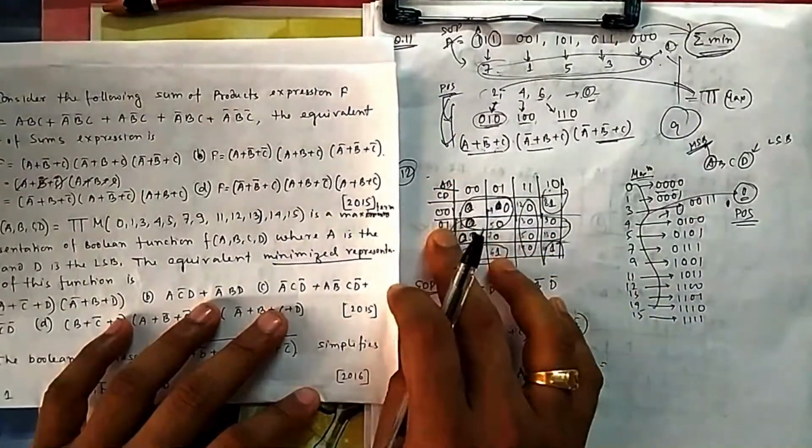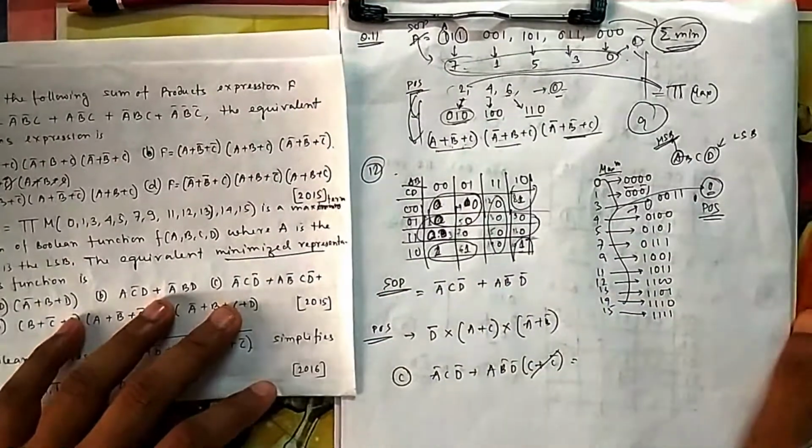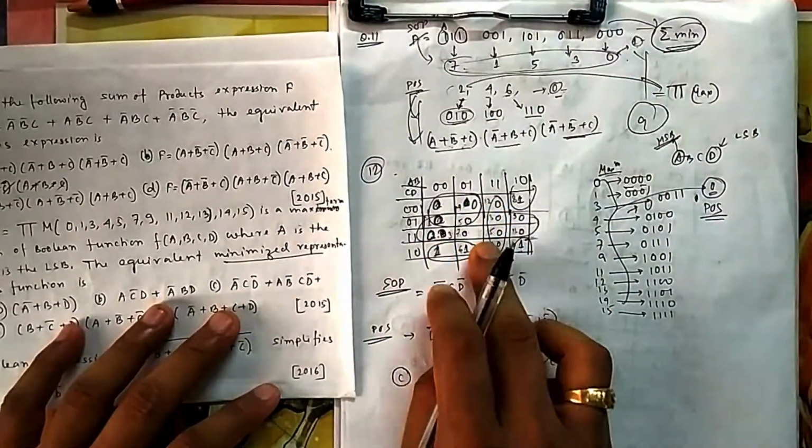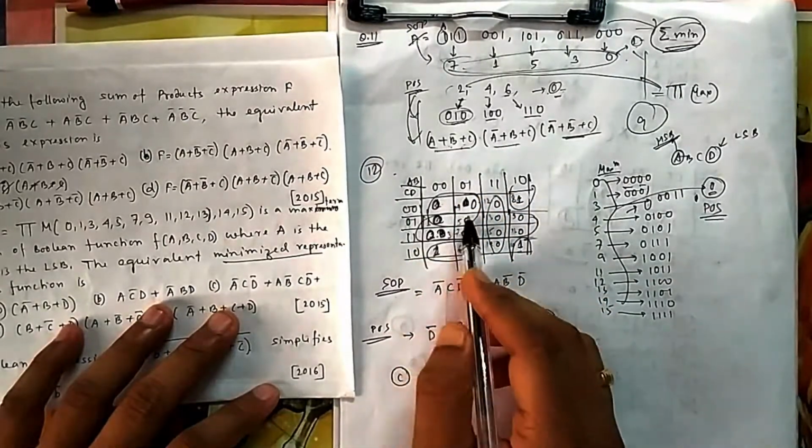Someone writes in ABCD format, someone writes in CD here. So it depends on which format you write. You remember accordingly what the place value of that particular cell is. So this is 0 1 2 3 for me, 4 5 6 7.